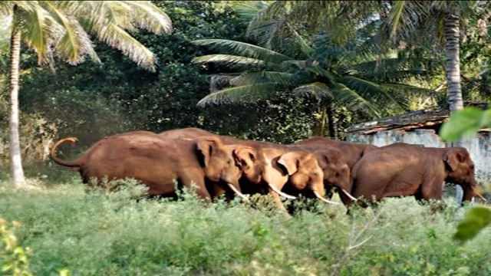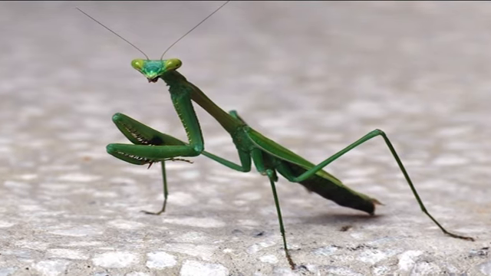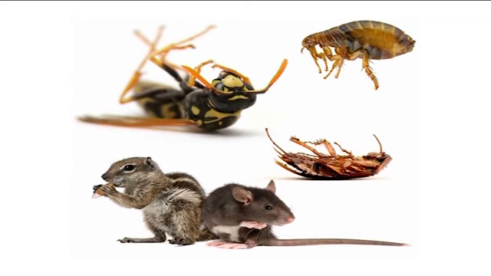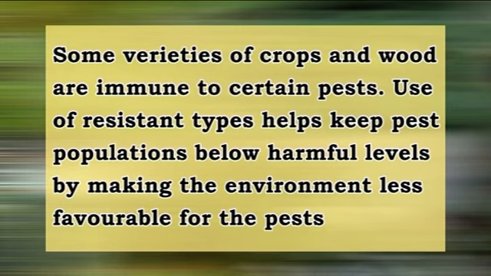Some crops, animals, and structures resist insects and similar pests better than others. Some varieties of crops and wood are immune to certain pests. Use of resistant types helps keep pest populations below harmful levels by making the environment less favorable for the pests.